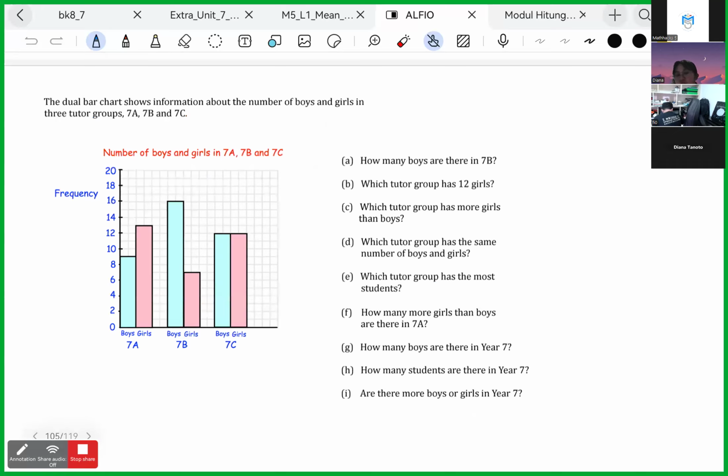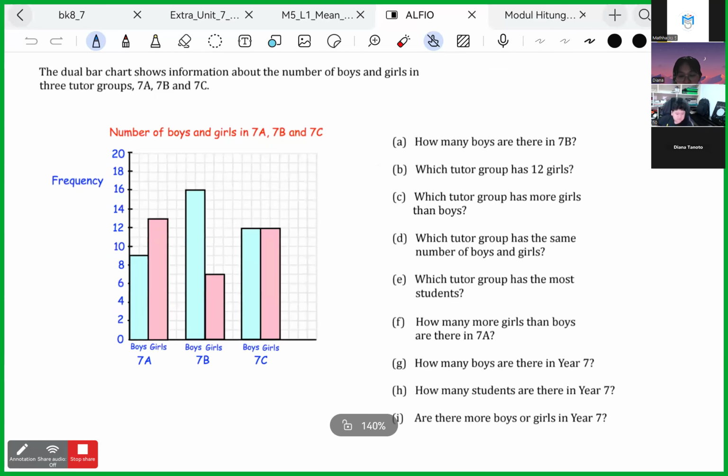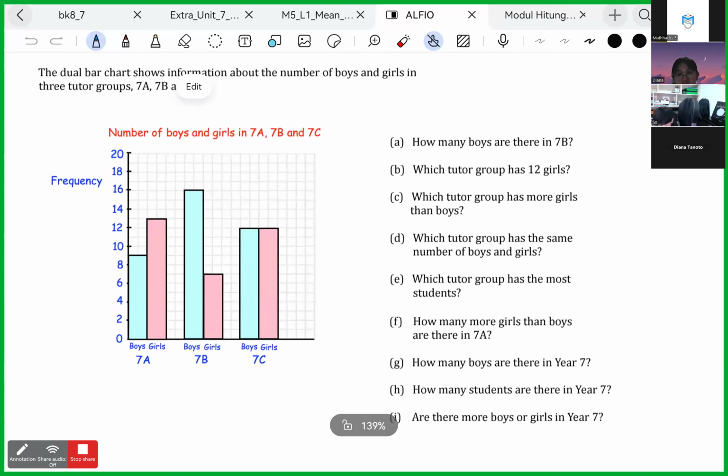Okay, another one. Another dual bar chart. Can you read the question, please, from the top? It gives information about the number of boys and girls in the three tutor groups.